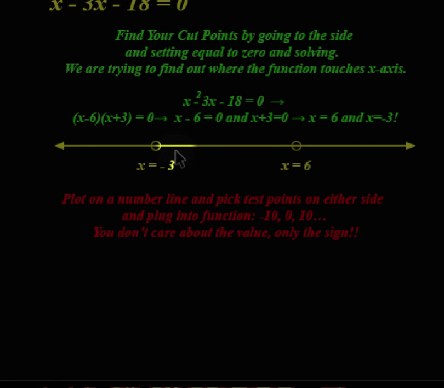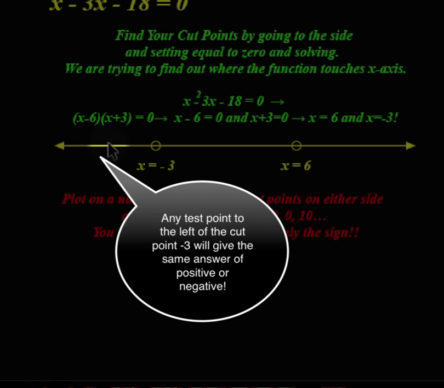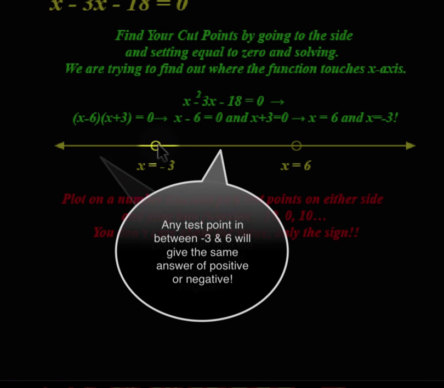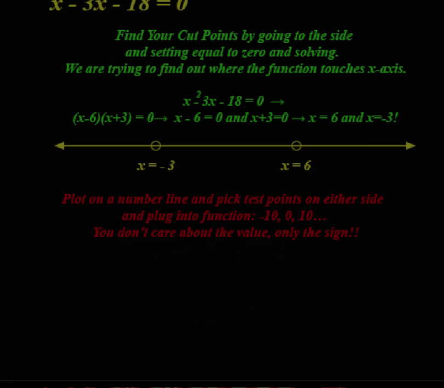So we're going to pick test points on either side of these cut points here. You can pick negative 10, negative 5, whatever. Anything to the left is going to give you the same answer. They all behave the same to the left of this intercept. And then here in between you can pick 0, which is a nice easy number, and then 10 to the right. Okay? You can pick other numbers if you want. We're going to end up with the same answer if we did things correctly.